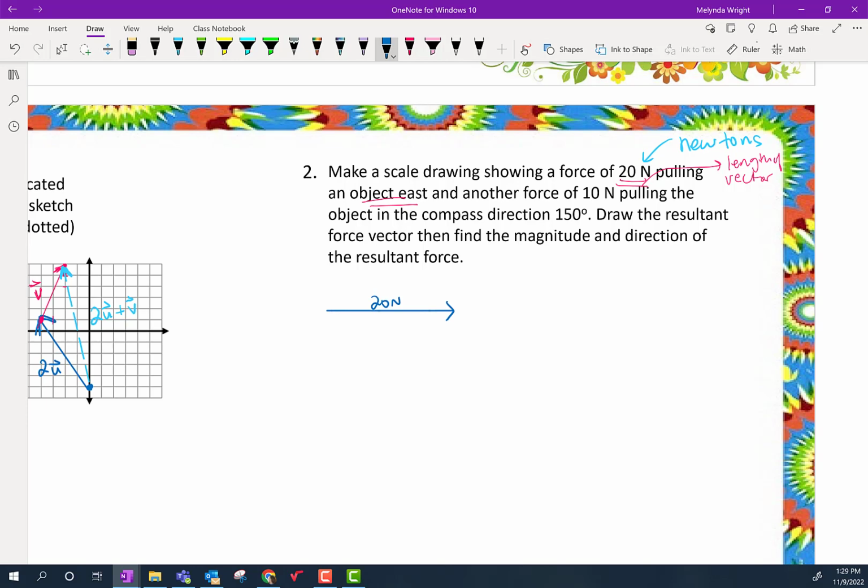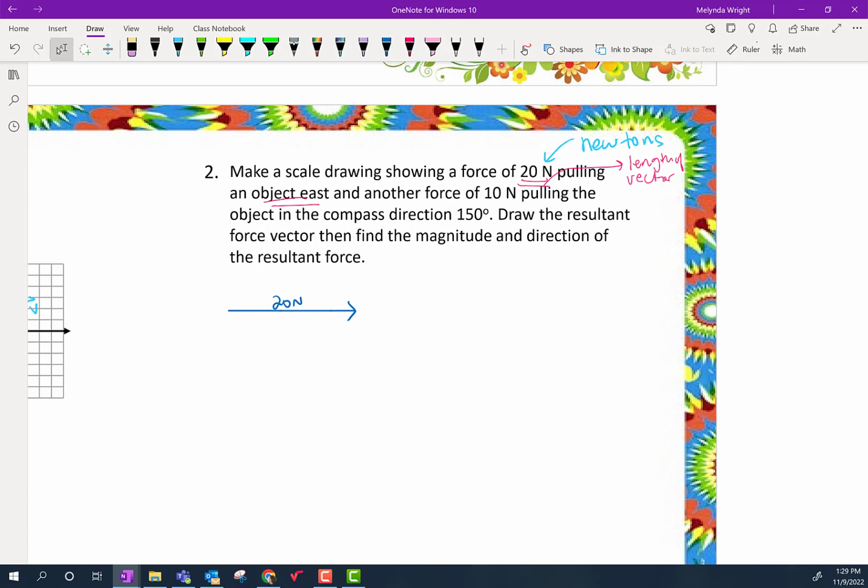Let's focus on this word right here, this resultant. This word means add the vectors. That's what the word resultant means. Draw the resultant force vector. They're wanting us to add the vectors and draw that dotted line thing. That's what they're wanting us to do.